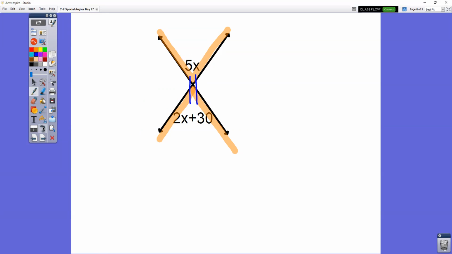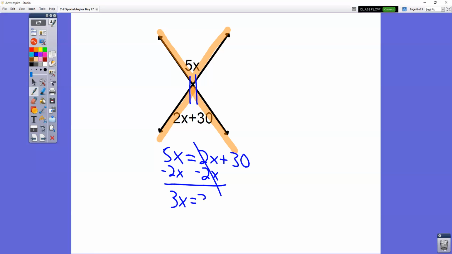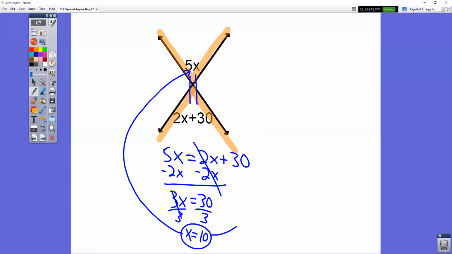So when you do that, you have 5x equals 2x plus 30. You want to get all your letters onto one side. I like working with the smaller of the two letters first. So I'm going to do minus 2x and minus 2x. So we have 3x equals 30. Divide by 3, divide by 3. You get that x equals 10. Take that 10 and sub it back in for x.